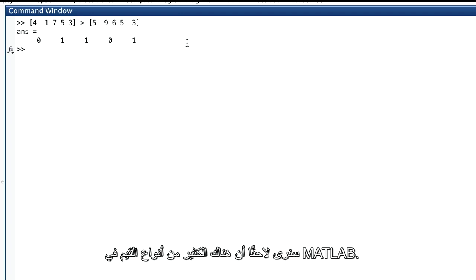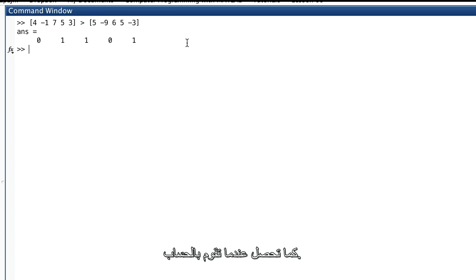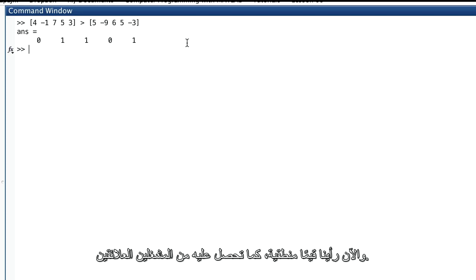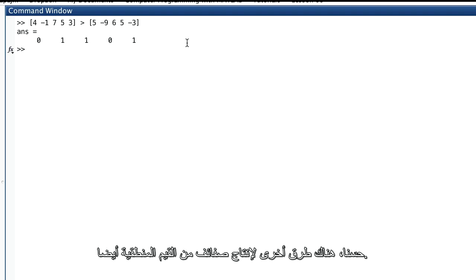We'll see later that there are lots of types of values in MATLAB, but for now we'll just point out that we've seen ordinary numerical values like you get when you do arithmetic, we've seen characters, and now we've seen logical values like you get from the relational operators. And we just got a logical array in the form of a vector. Well, there are other ways to produce arrays of logical values too.